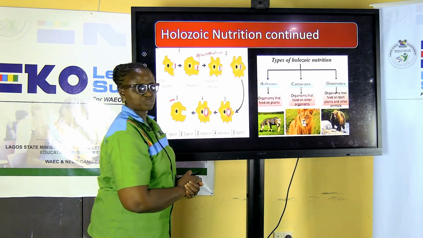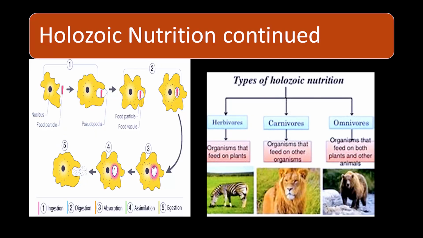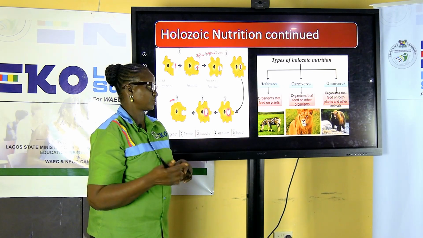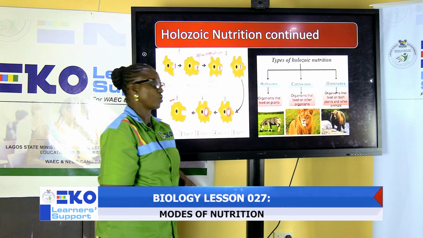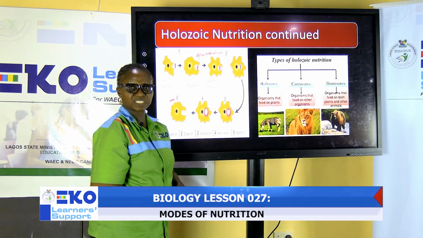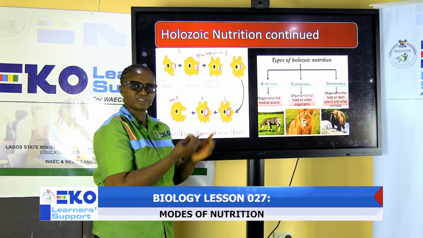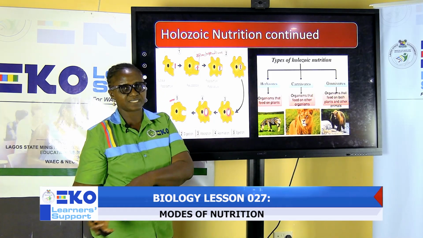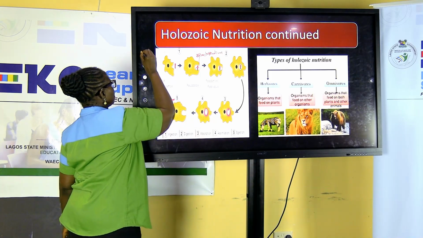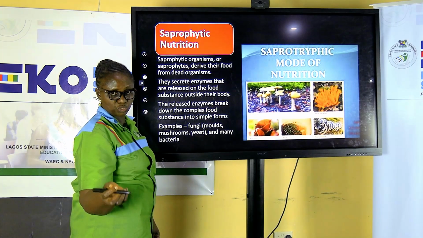Holozoic nutrition can be found in another group of organisms that we call consumers. And consumers, they are three. The first, they are herbivores. What are herbivores? They are animals that feed on plants. Carnivores, or carnivorous animals, they feed on flesh. And the last one is what we call omnivores. Omnivores are a group of organisms that feed on both plants and animals. They take plants and flesh as their food. All of these carry out holozoic nutrition.